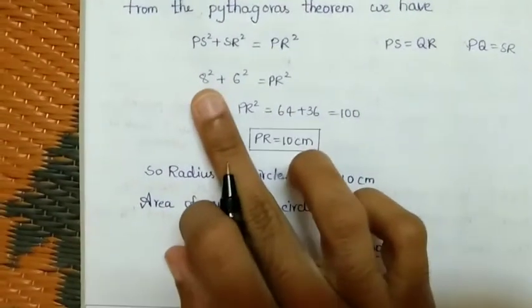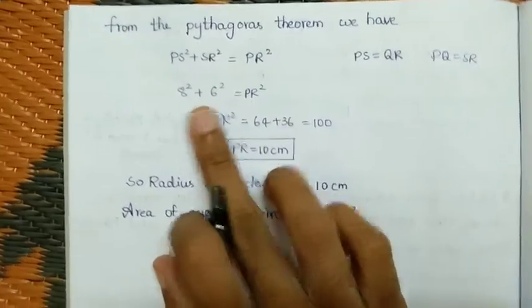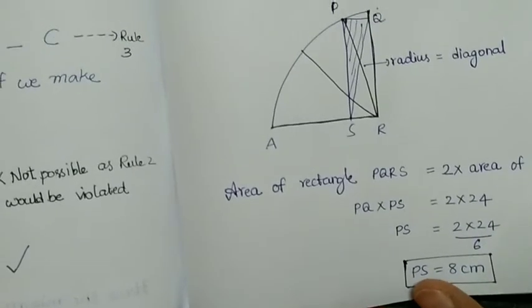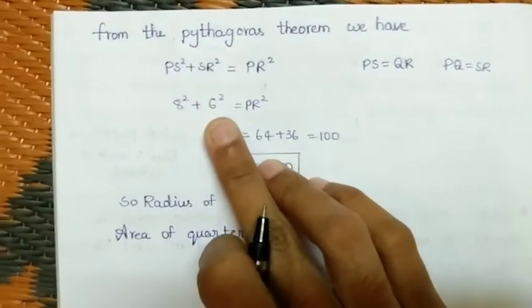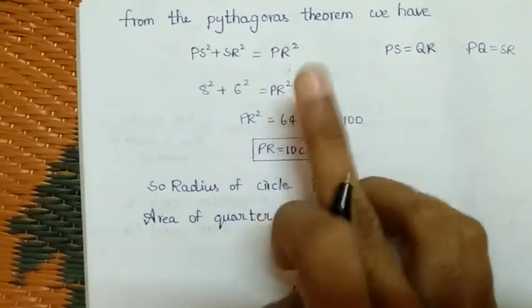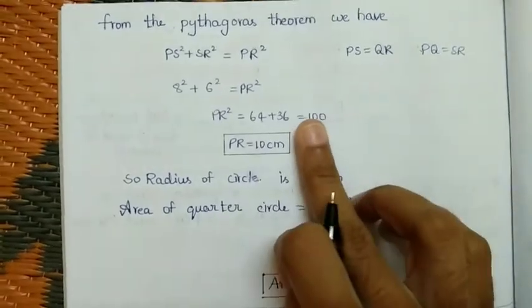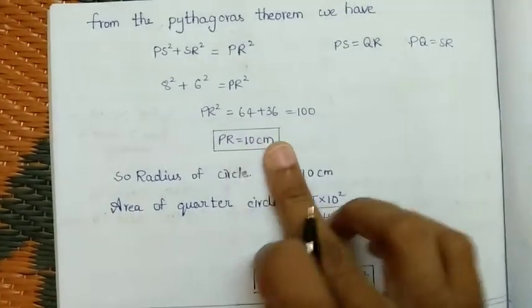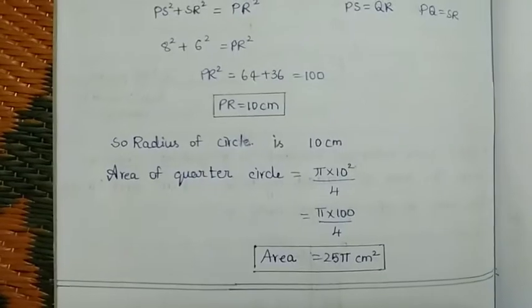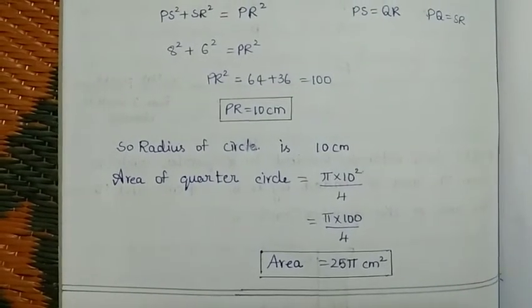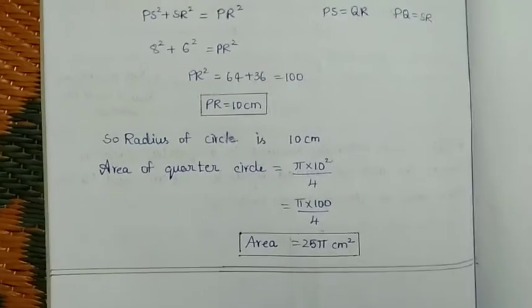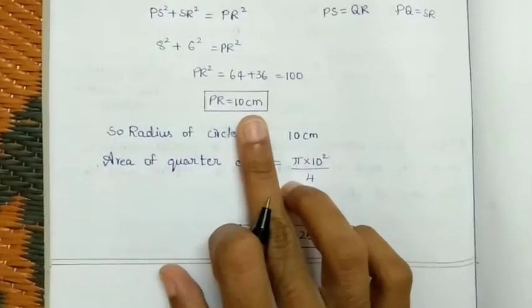We know that PS square is 8 square, and SR is 6, because SR is equal to PQ, as PQ is parallel to SR. So 6 square equals 36, and 8 square is 64. 64 plus 36 is 100, and the square root of 100 is 10 centimeter. Hence the length of the diagonal is 10 centimeter, and that is equal to the radius. So the radius of the circle is 10 centimeter.